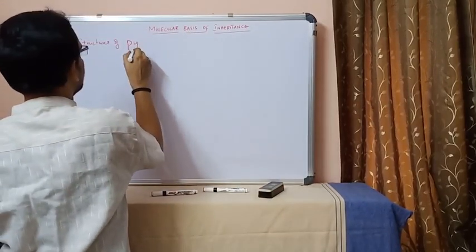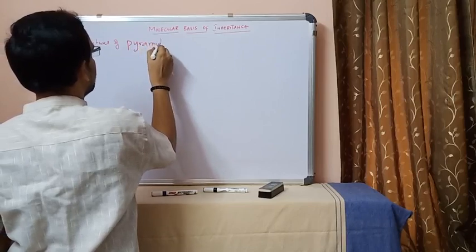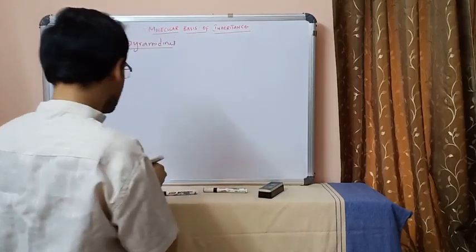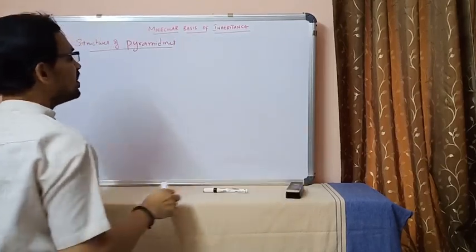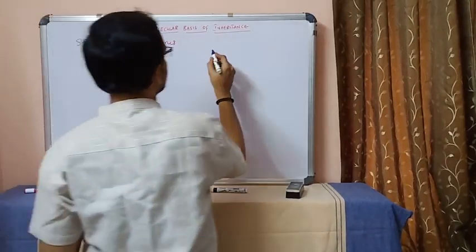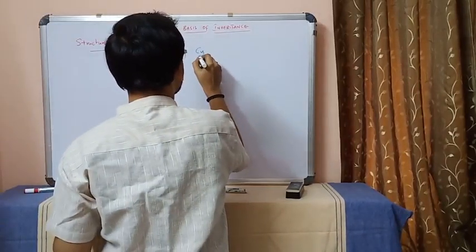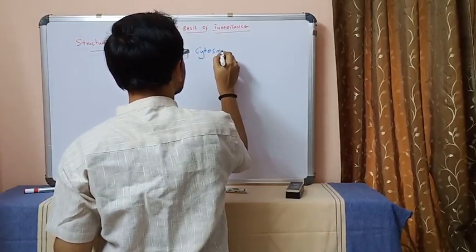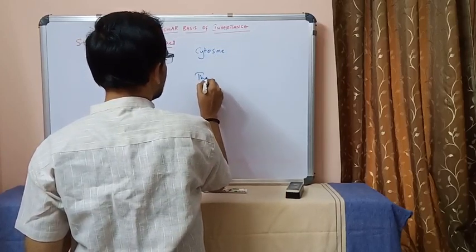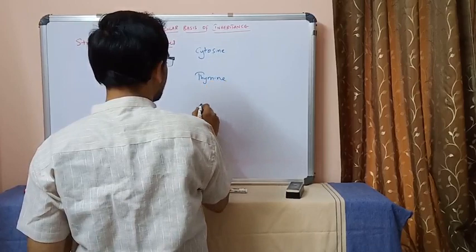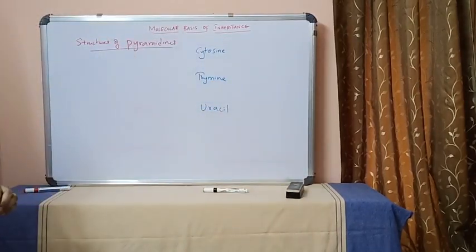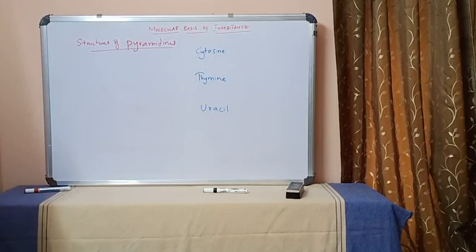Structure of pyrimidines. So in total how many pyrimidines are there? There are mainly 3 pyrimidines. They are cytosine, thiamine and uracil. So what is the chemical name of cytosine?